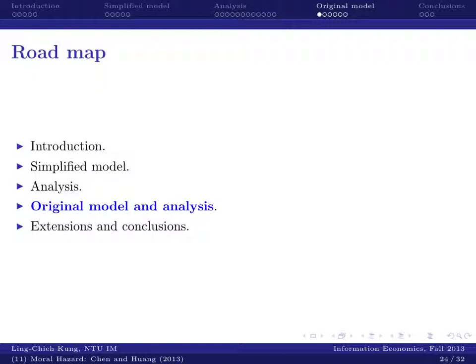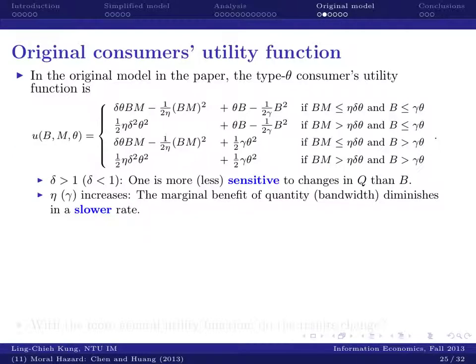Okay, we're going to do that, and eventually you're going to see that for the original model, almost all the solution process is identical, and the results can directly be explained and interpreted. Okay, so we're going to do that here. So now the type theta consumer's utility function is the only thing that is different between the original model and the simplified model. Here, the type theta consumer's utility has three new parameters: delta, eta, and gamma.